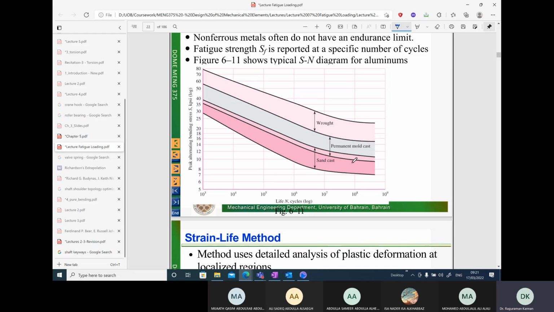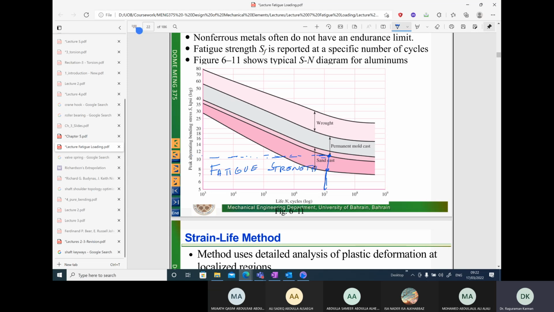So what do we do with aluminum? Since experimentally no endurance limit exists, we pick 10 million cycles, fix the point, and call this point the fatigue strength. We do not call it fatigue limit or endurance limit, since it is not a limit, it is not flattening out, so we cannot call it a limit. Rather, we are going to call it the fatigue strength of aluminum.